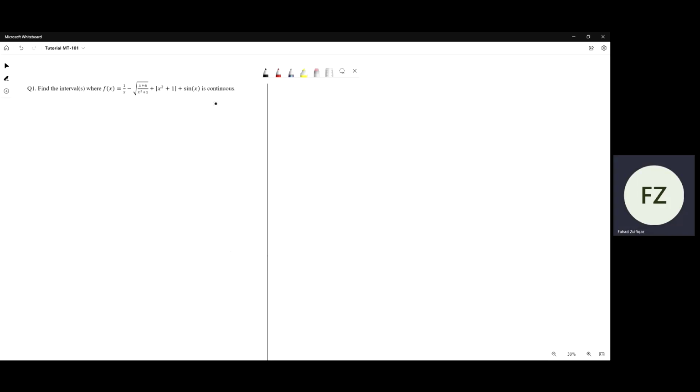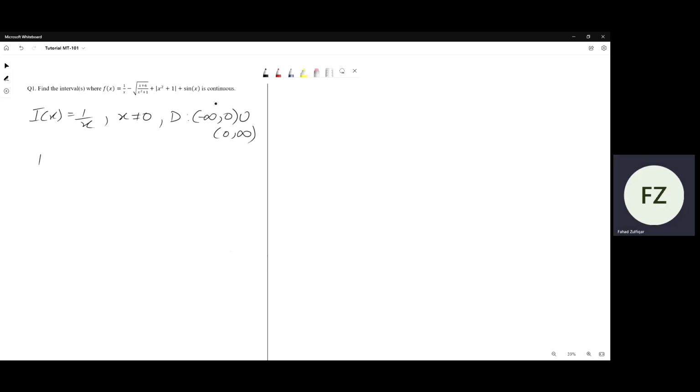One way of approaching this problem is that we can split this function into 4 different parts: 1 over x, this square root part, this modulus part, and this sine x part. And we can check for each of these 4 parts the points at which the function is discontinuous. So if we take h of x equals 1 over x, we know that the function is not defined at x equals 0. So this gives us the domain of this function as minus infinity to 0 union 0 to infinity.